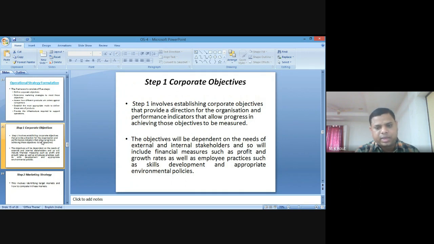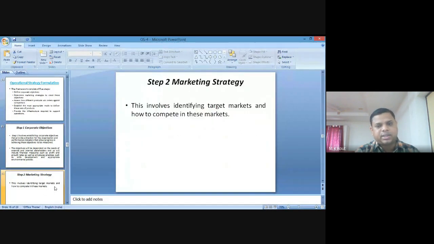So it will include financial measures such as profit and growth rate, as well as employee practice. And in case of employee practice, we require skill development and appropriate employment policies. So these are the things which are basically included in corporate strategy. If you go to market strategy, this involves identifying the target market and how to compete in this market.